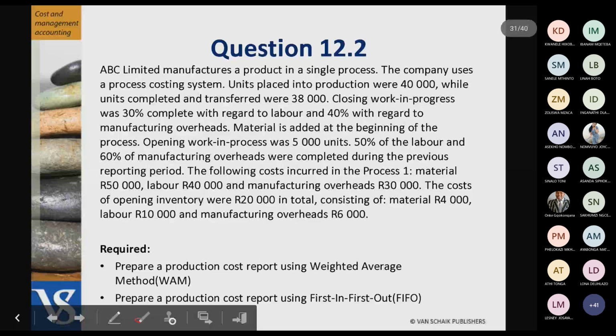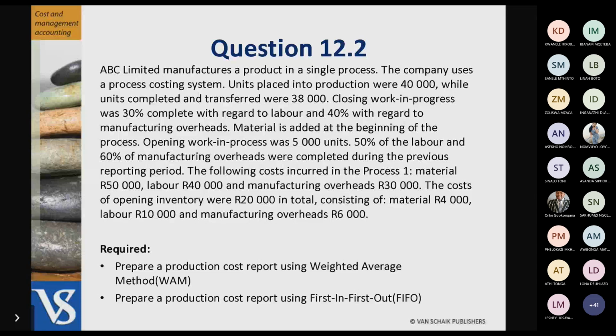They say now ABC Limited manufactures a product in a single process. The company uses a process costing system. Units placed into production were 40,000, while units completed and transferred were 38,000. Closing work in process was 30% complete with regards to labor and 40% with regards to manufacturing overheads. Material is added at the beginning of the process. Opening work in process was 5,000 units, 50% of the labor and 60% of manufacturing overheads were completed during the previous reporting period.